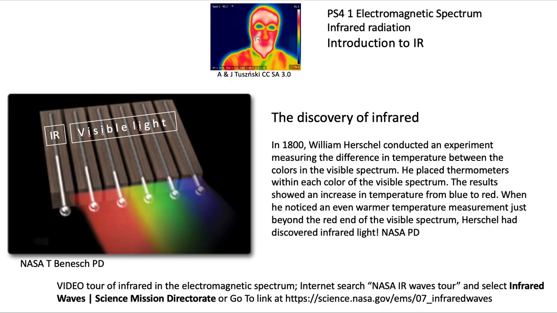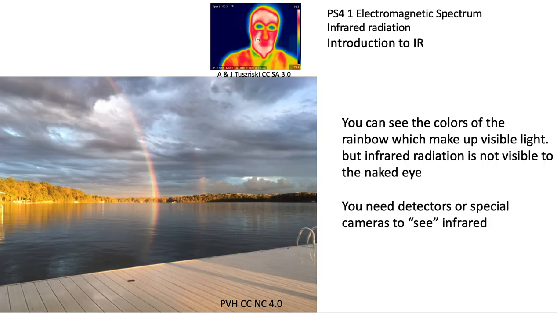It was discovered in 1800. William Herschel was looking at the temperature of visible light, the colours of the rainbow that make up visible light, and he discovered a thermometer just to the side of the red colour got even warmer. He had discovered infrared, and there's a link to a video tour there at the bottom.